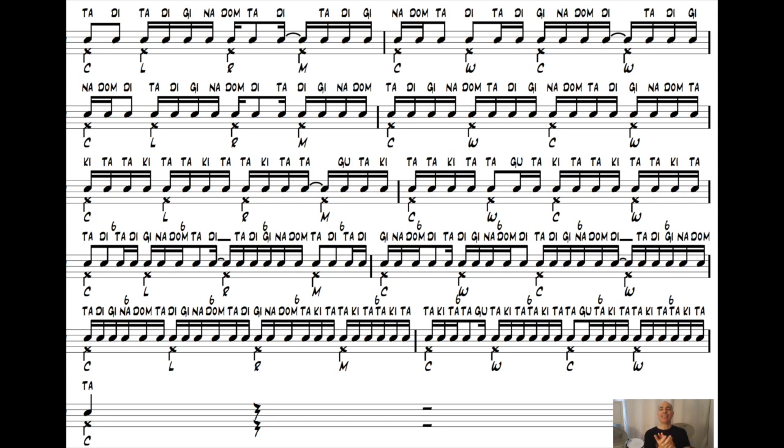Ta di ta di gina dum, ta di ta di gina dum, ta di ta di gina dum di ta di gina dum di ta di gina dum di ta di gina dum ta di gina dum tadigenadum tadigenadum takita takita takita takita tang takita takita tang takita takita takita tati tadigenagu tati tadigenagu tati tadigenagu de tadigenagu de tadigenagu de tadigenagu tadigenagu tadigenagu tadigenagu takita takita takita takita tang takita takita tang takita takita takita tang.